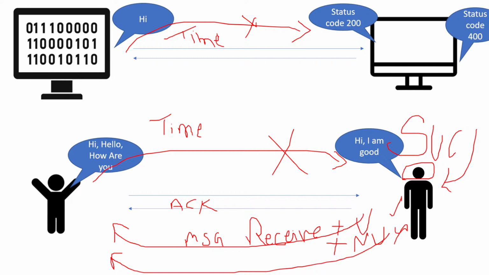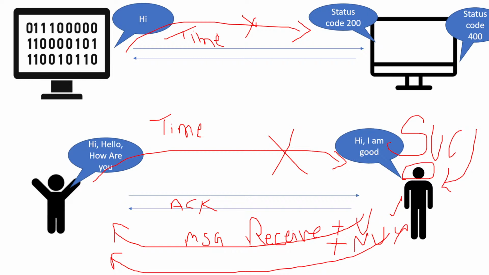You nod your head. If we are teaching in the classroom, what acknowledgement will be given by you? You will nod your neck, showing you are able to understand. Or you will say, yes sir, understood. This is the acknowledgement with a positive.